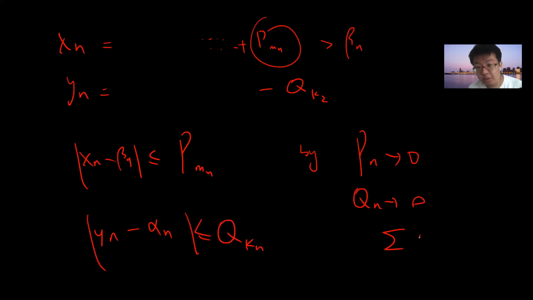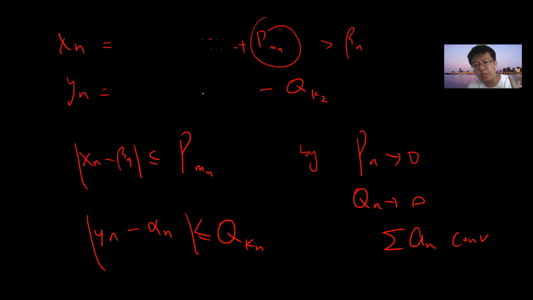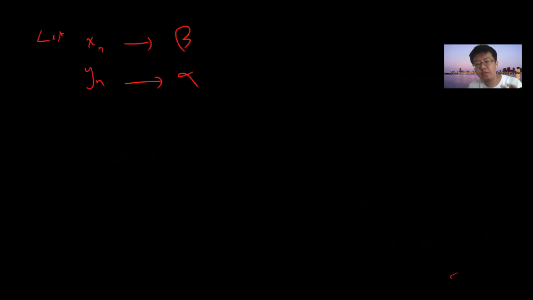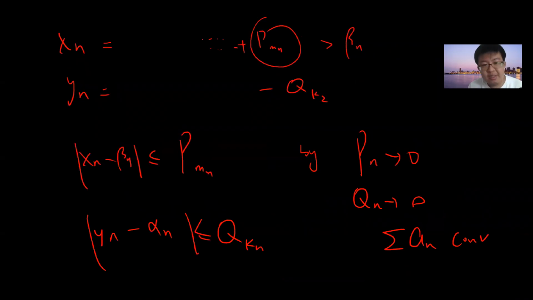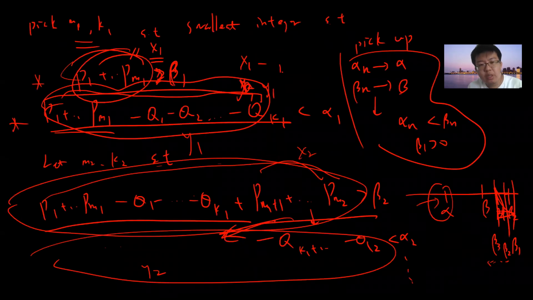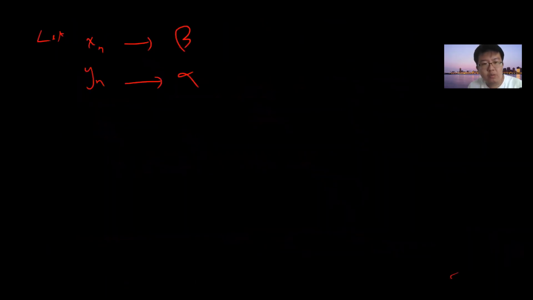Why? Because sigma n converges. Whether it's the positive part or the negative part, the terms for large enough n converge to zero. So this proves that xn will approach beta and yn will approach alpha, right? So there exists a rearrangement such that one converges to beta and one converges to alpha. Which proves our result. Very nice.